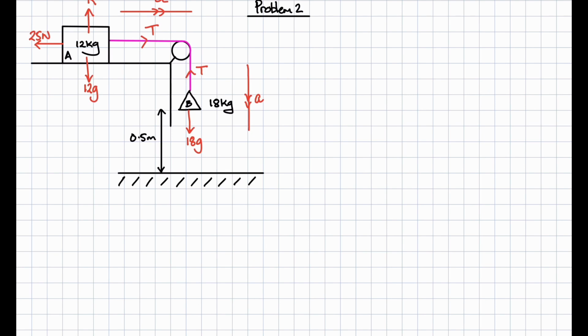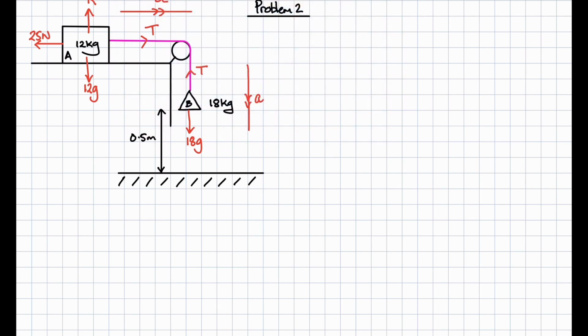Now the objective of this question is to determine what the acceleration of the system is going to be, but then also to determine the maximum distance particle A will cover, assuming it doesn't reach the pulley. So let's start off by writing down our equations of motion for each of these particles.